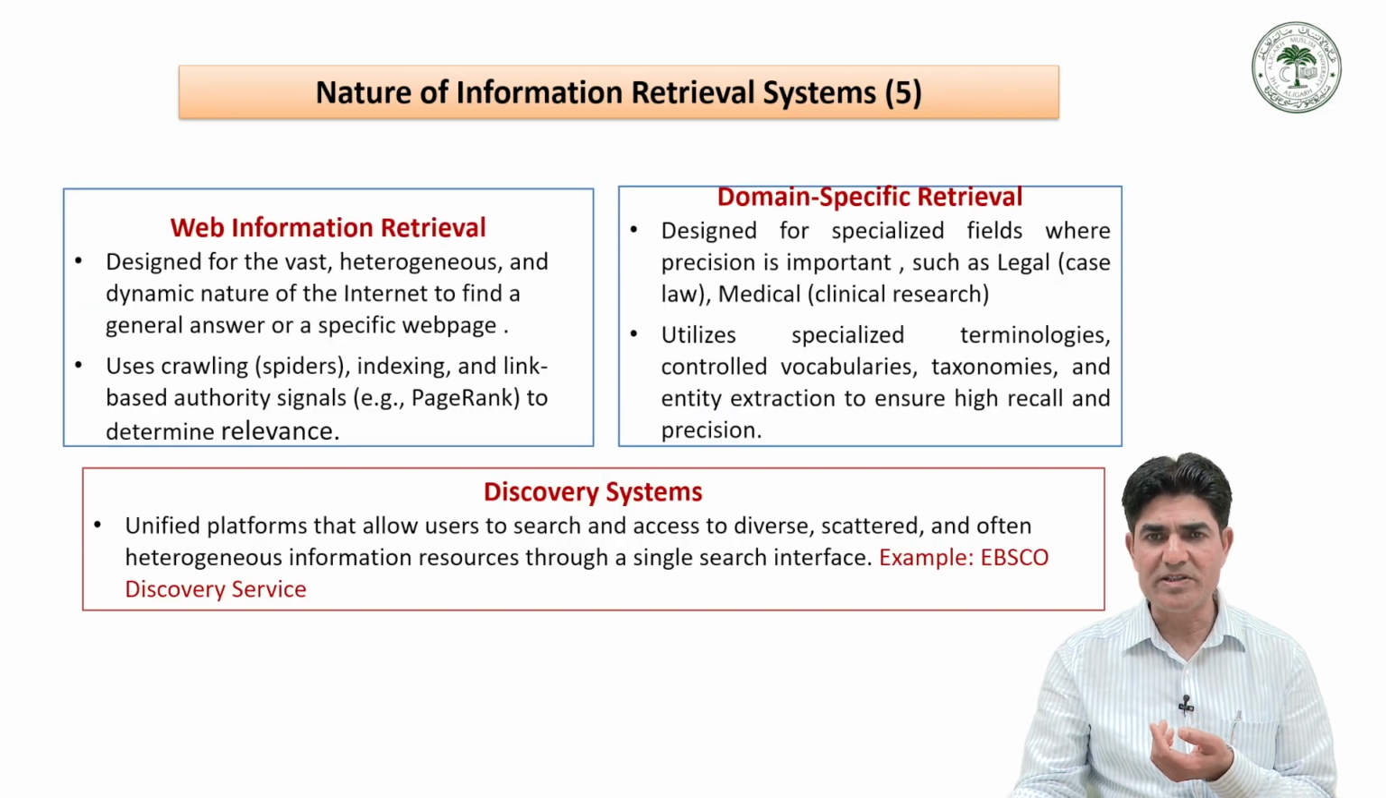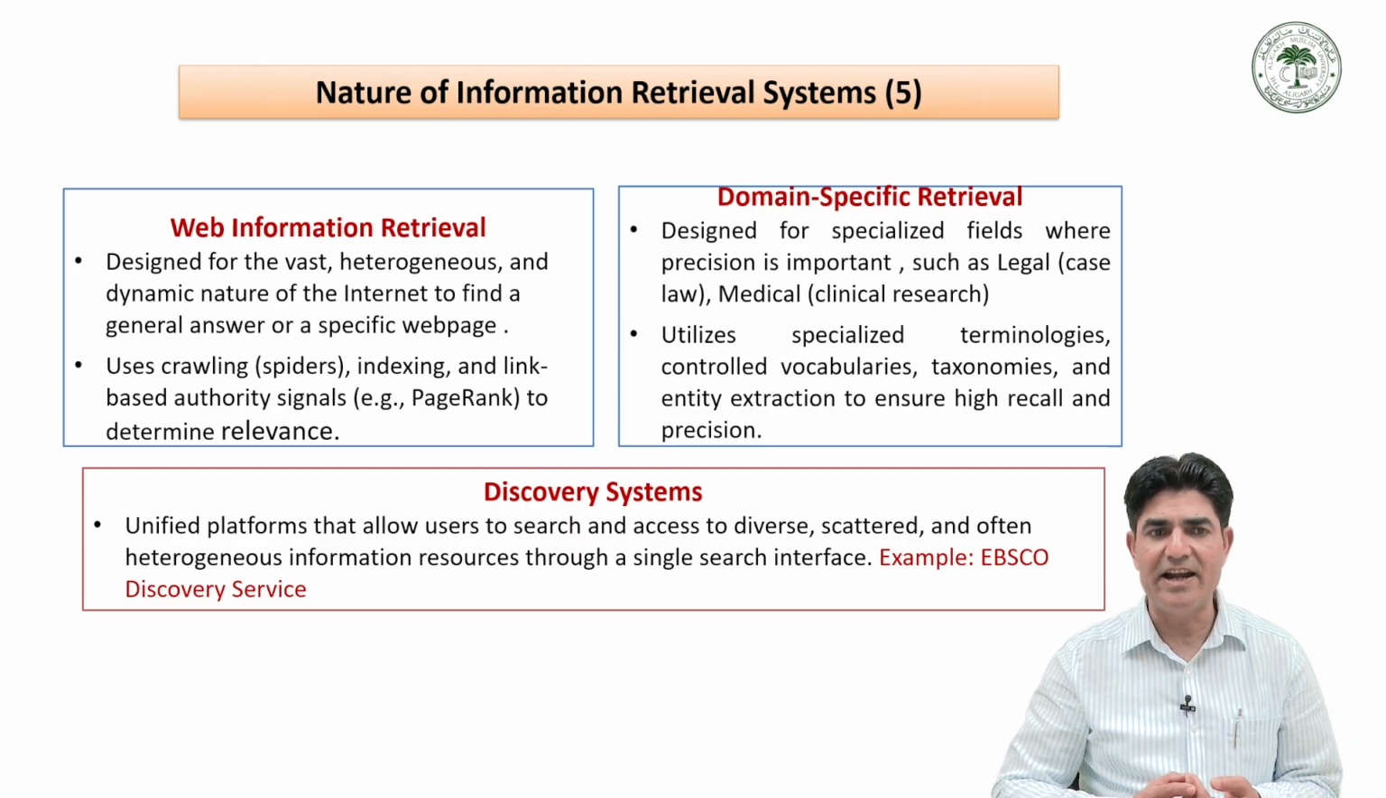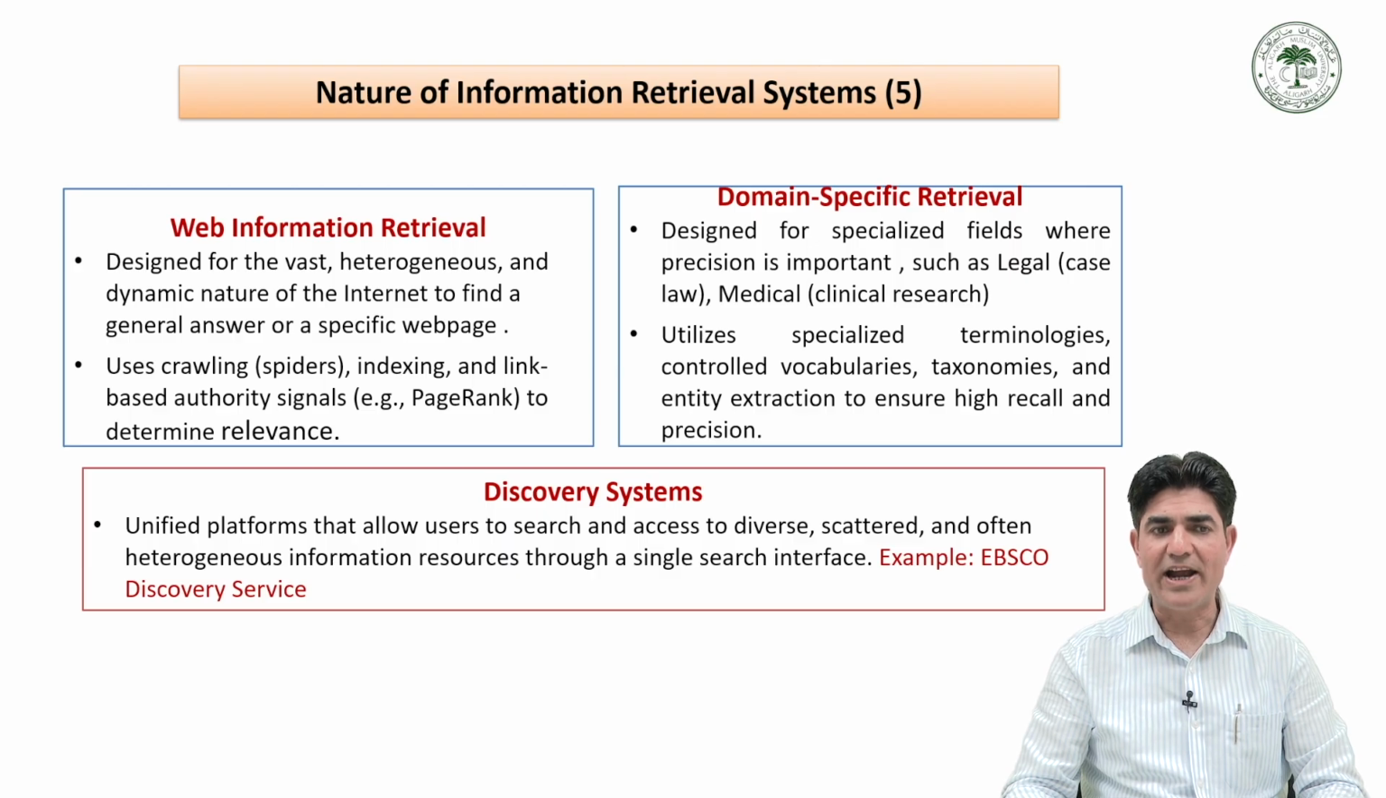Another category of information retrieval systems includes web information retrieval, domain-specific retrieval, and discovery systems. Web information retrieval systems are designed for the vast, heterogeneous, and dynamic nature of the internet, to find a general answer or a specific web page. These systems use crawlers or spiders, indexing, and link-based authority signals, that is PageRank, to determine relevance.